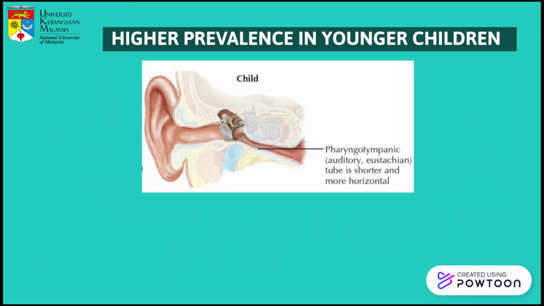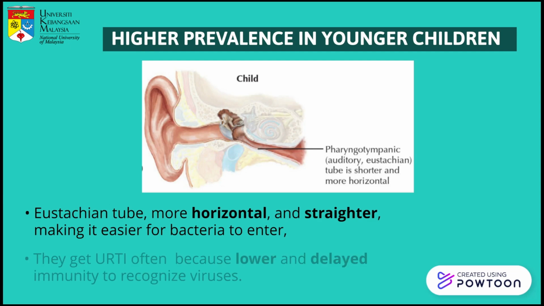This is because their eustachian tube is more horizontal and straighter, making it easier for bacteria to enter. They get URTI often because of lower and delayed immunity to recognize viruses.